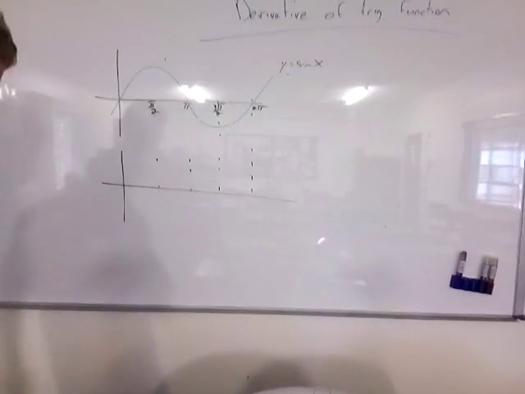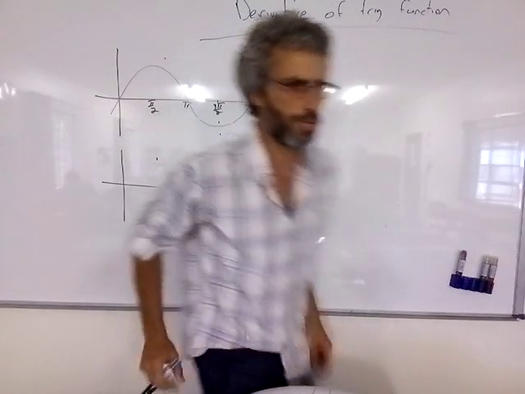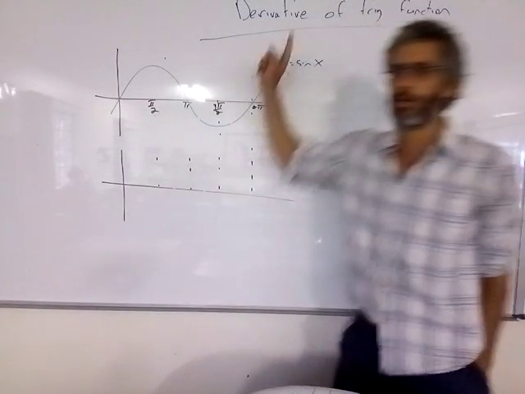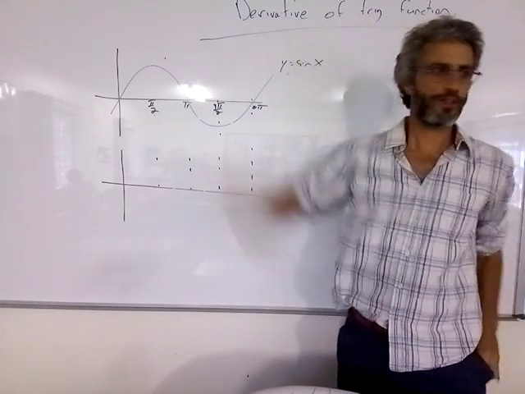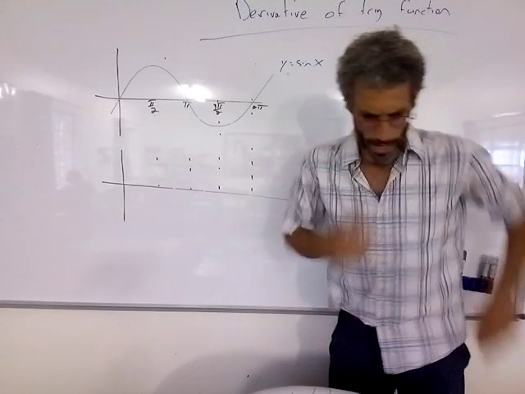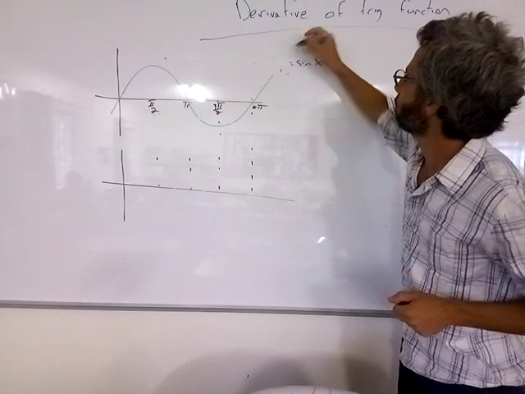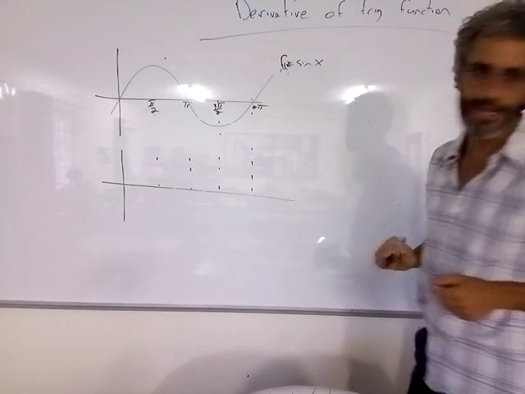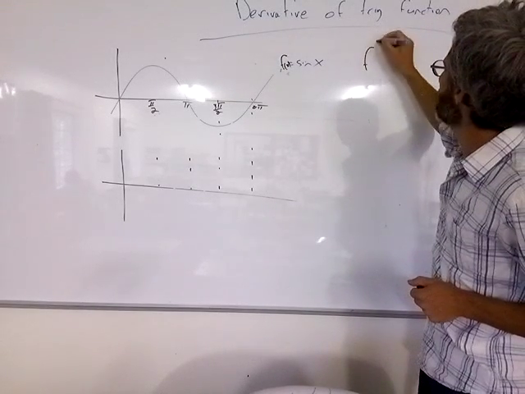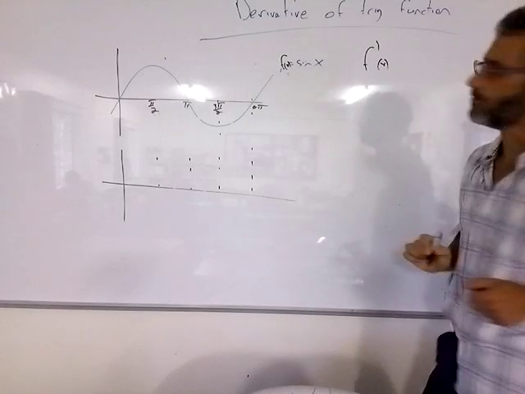Right, so what we're going to do today, we're going to continue with derivatives, but now we're looking for the derivatives of trig functions. Okay? Yeah, and we're going to start by, if we've got a function f of x equals sine x, we're going to try and find out what is the derivative of it.